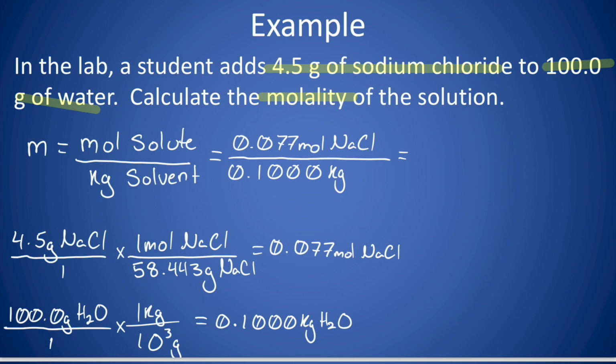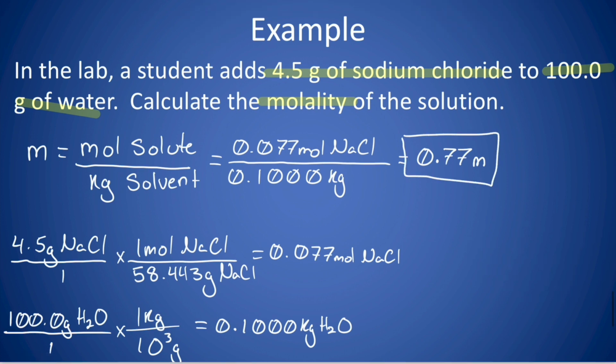And we get a concentration of 0.77 molal. And you could do a similar type of process to determine molarity. But again, just remember molarity is going to be moles of solute divided by liters of your solution. So subtle difference with those two formulas. Got to make sure we know the difference between them.